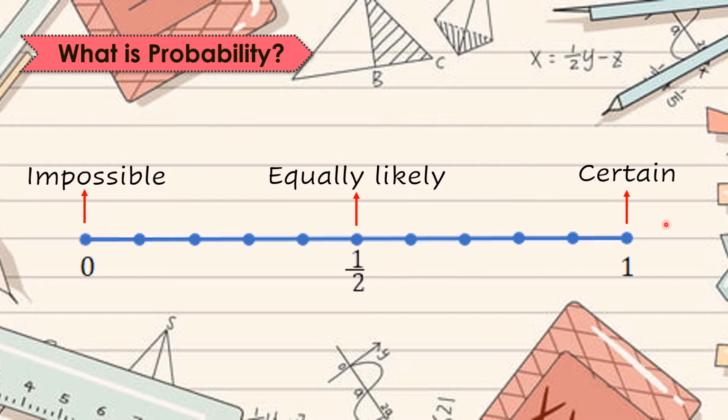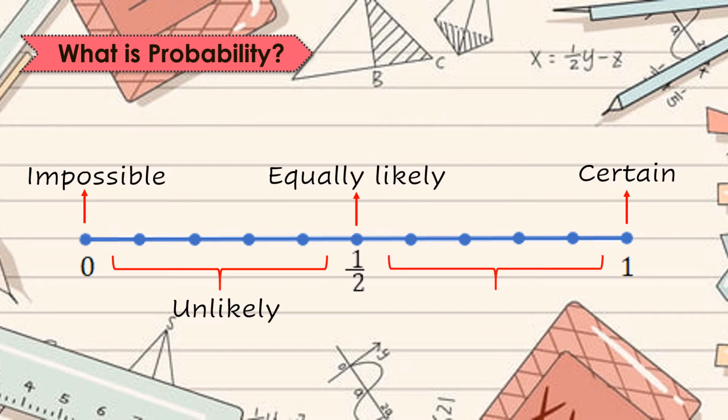Now, the numbers between 0 and 1/2, ang tawag po sa probability line ay unlikely. Kapag ang probability ay unlikely, meaning mayroon kang small or mababang chance na mangyari ang isang bagay. And between 1/2 and 1, the probability is likely to happen. So, there is a big chance na mangyari ang isang bagay.